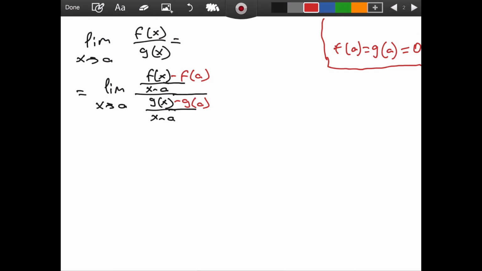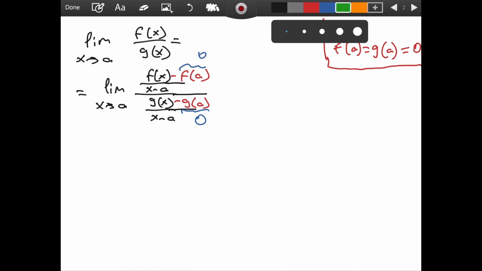You are asking, how can you do this? This is illegal. You can't change the value. Well, I can do this, because I didn't change the value. Remember, f of a is 0 and g of a is 0 as well. So it is okay that we can do this. We can subtract or add 0 anywhere we want. It doesn't change the value.